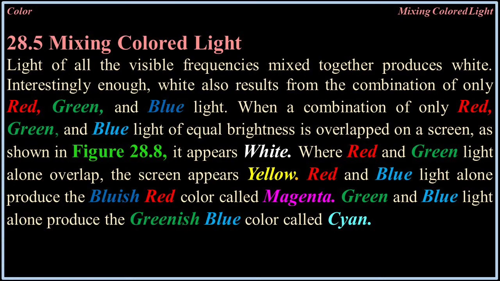28.5. Mixing colored light. Light of all visible frequencies mixed together produces white. Interestingly enough, white also results from the combination of only red, green, and blue light. When a combination of only red, green, and blue light of equal brightness is overlapping on a screen, as shown in figure 28.8, it appears white. When red and green light alone overlap, the screen appears yellow. Red and blue light alone produce bluish red color called magenta. Green and blue light alone produce a greenish blue color called cyan.